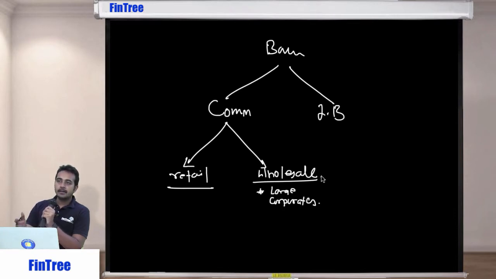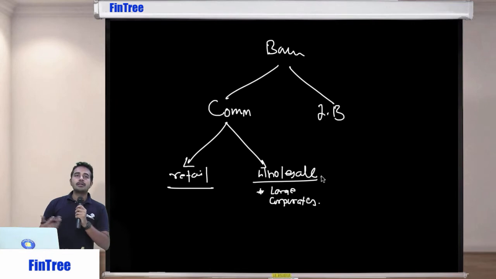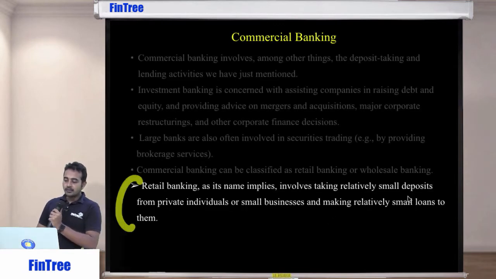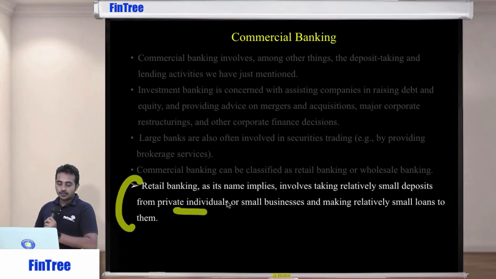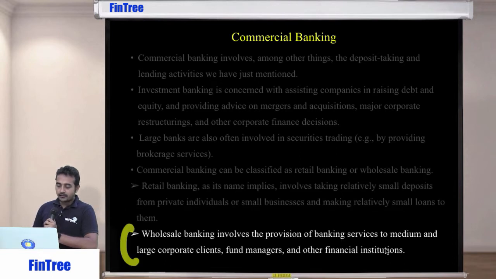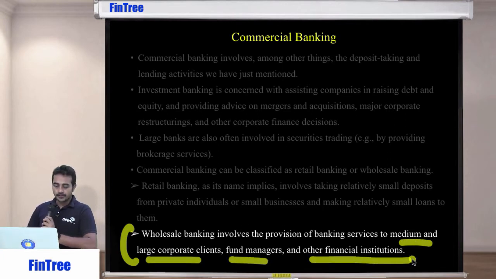Are you following this? But on the other side, with corporate, the administrative cost is relatively less. The cost of acquiring business is less because one single client will borrow a large amount of money. With retail, the cost of acquiring business increases. So both of them have those pros and cons. Retail banking involves taking small deposits from private individuals or small businesses and making relatively small loans. Wholesale banking involves provision of banking to medium and large corporate clients, fund managers and other financial institutions.